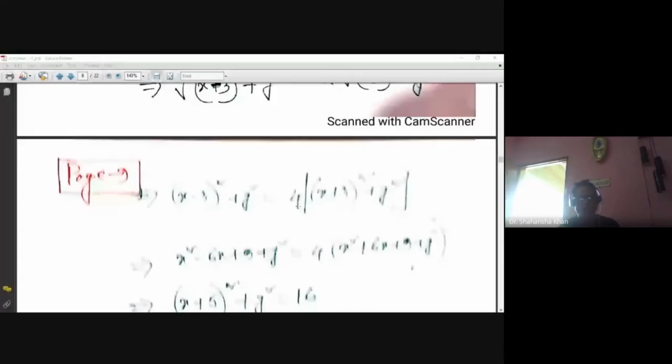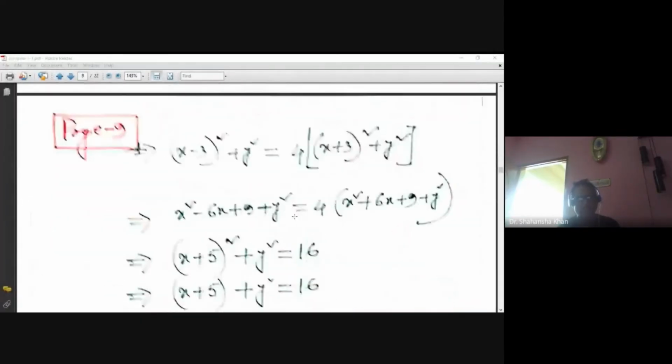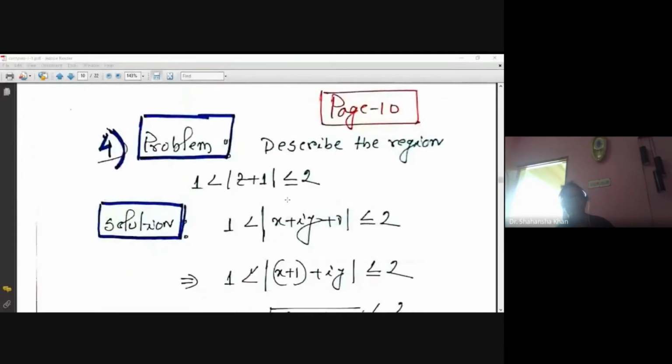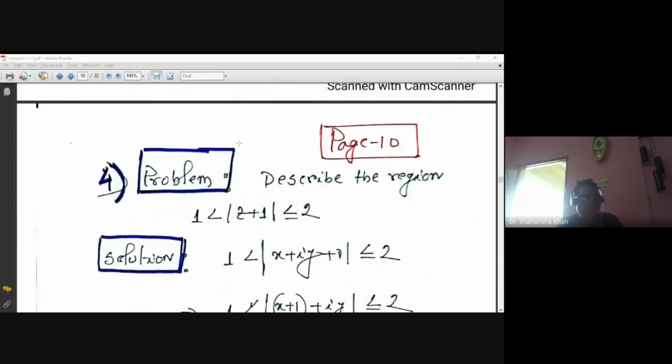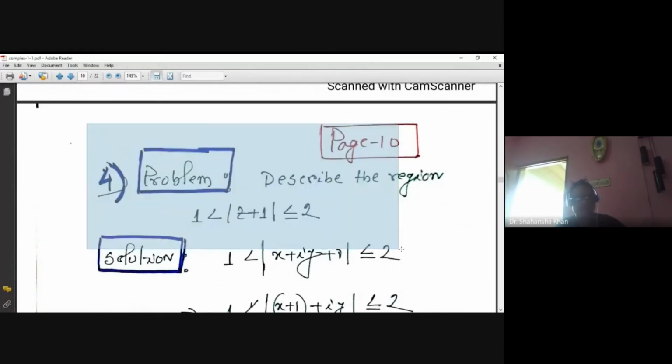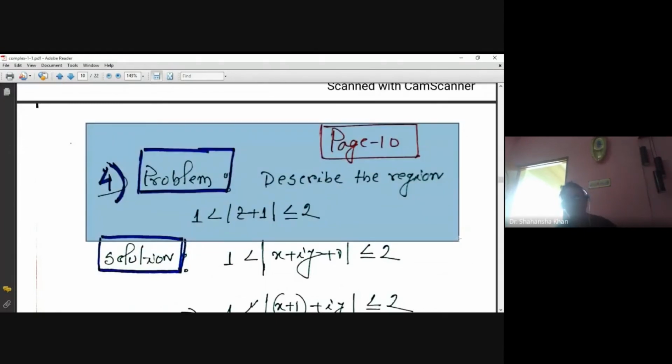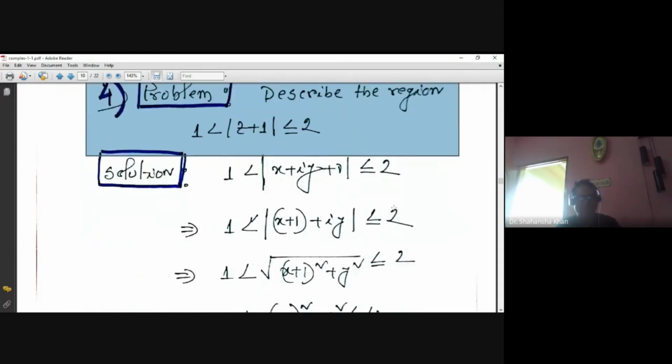So we know how to represent the region. Now I can discuss another type of problem. Suppose an inequality is given here. Can you see the slide? Page number 10. When an inequality is given, not an equation, how to describe the region?